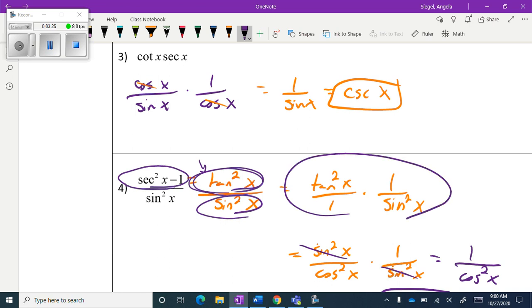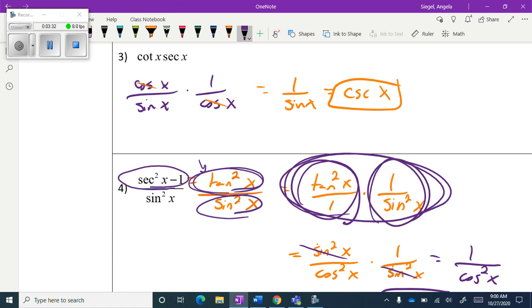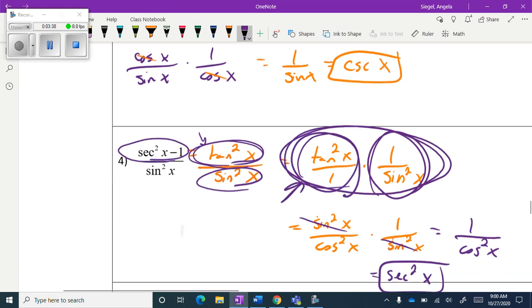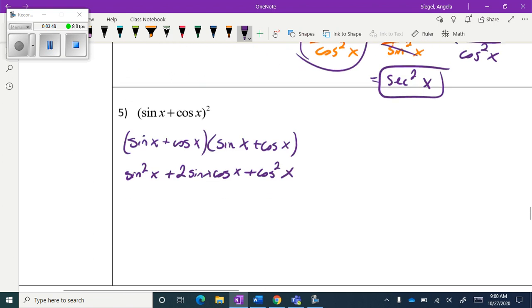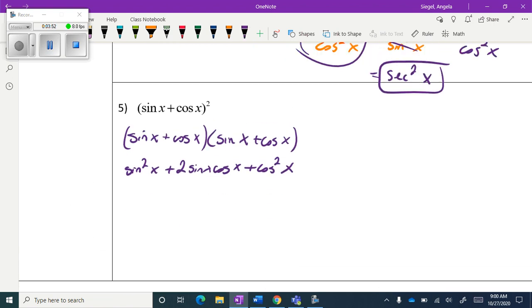So this is how I view it. I'm pulling it apart. So tangent on top over 1 and then times 1 over sine squared x. So I'm pulling those apart, and then I'm taking that tangent squared x and turning it into sine squared x over cosine squared x. And then it becomes more normal that way. We cancel and end up with secant squared x. So for number 5, I can't do anything inside. If I could, I definitely would. But there's nothing I could do.